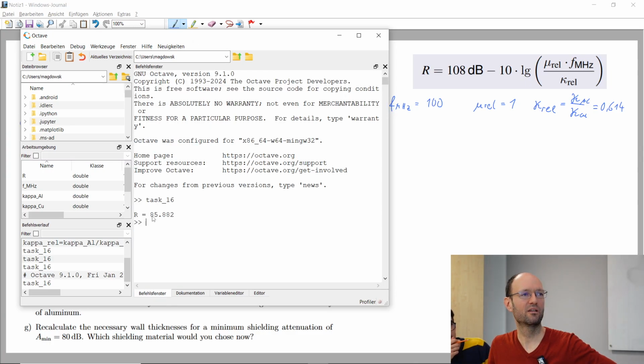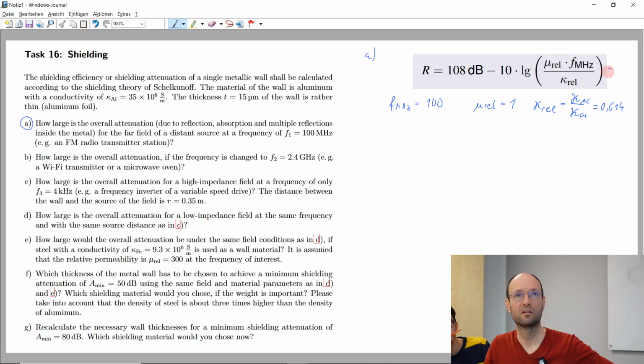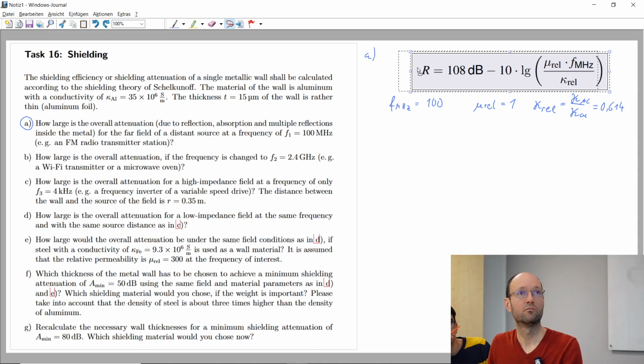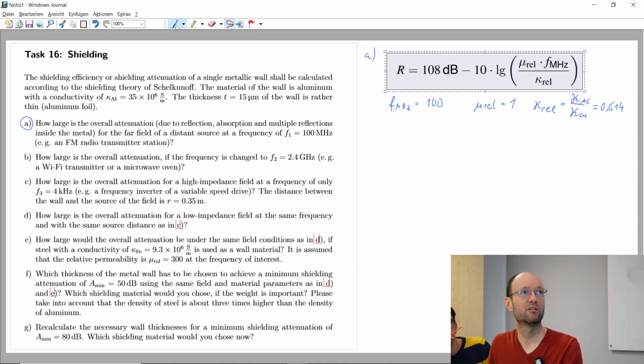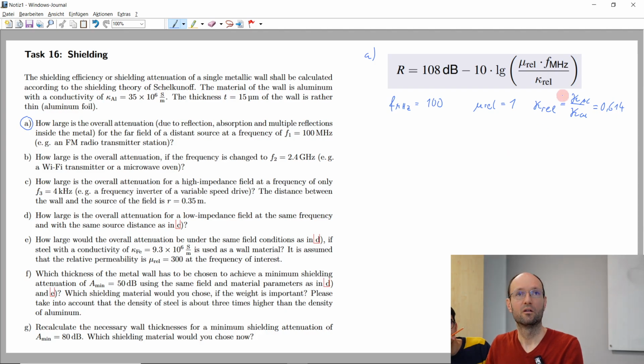Okay, and we get 58 dB. So if I add this here, or let's, no, not 58, 85, or let's say 86. So here at the end, maybe if I try to move this a little bit to this side and I have more space, we get 86 decibels of shielding.